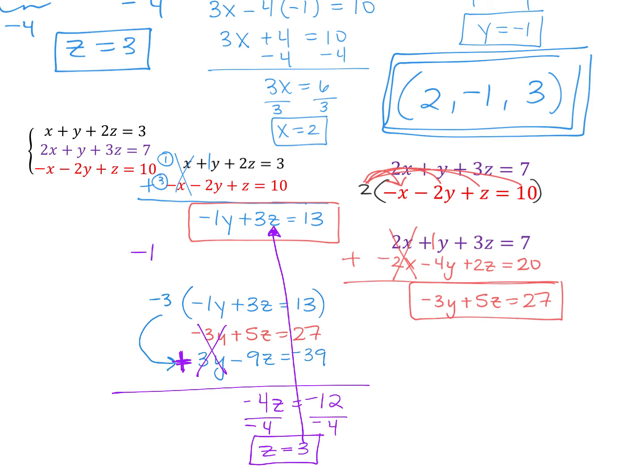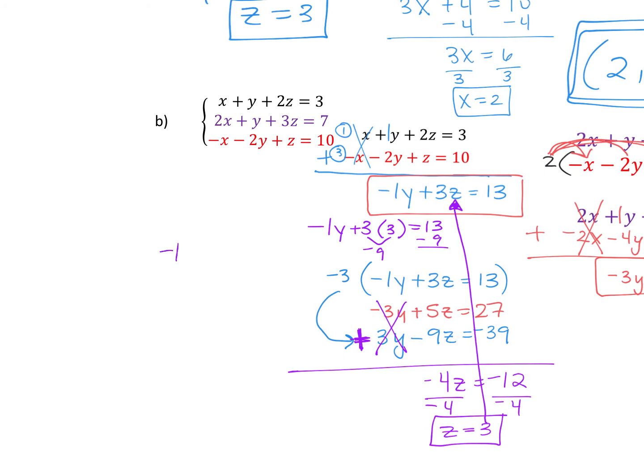So it's a negative 1y plus 3 times 3 equals 13. I'm going to take away this 9, and I'm running out of room. I'm moving over here. Negative 1y equals 4. And then divide by -1. Okay, so y is -4. Z is 3. Now we got to find x.